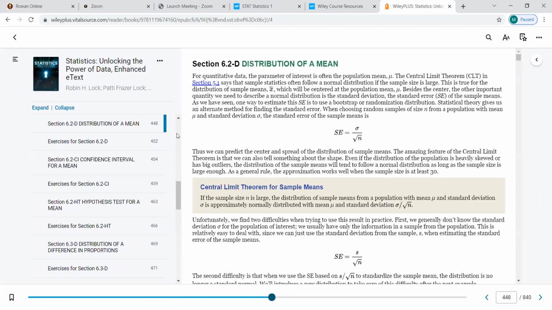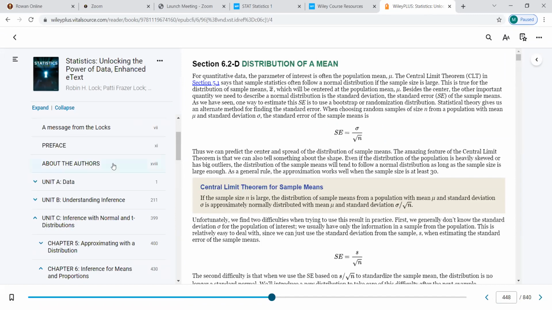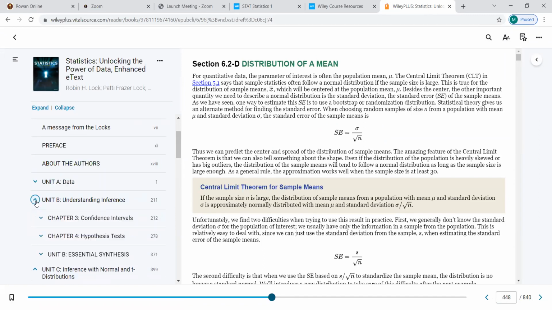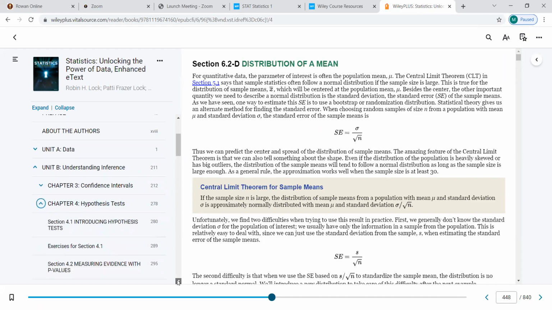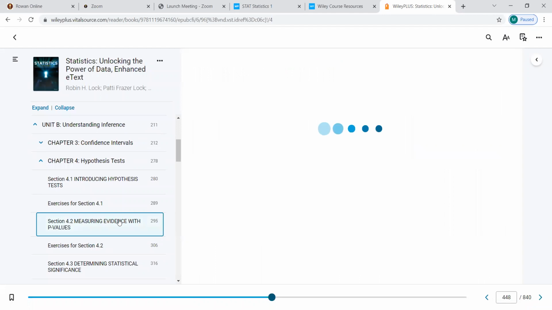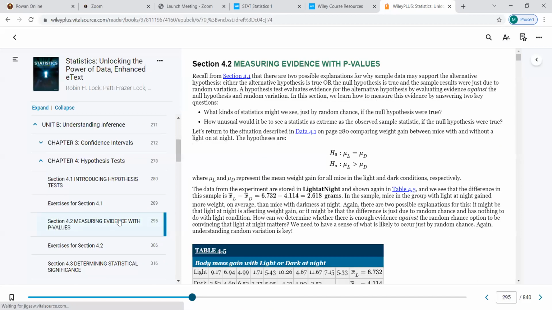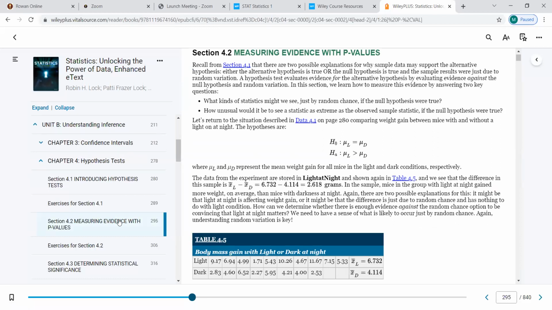All right. So let's go back to chapter 4. And now we're going to go to 4.2. Okay, now this was the other example we were looking at before with the light and dark group. We have our null and alternative hypotheses up here. And here's the sample data.